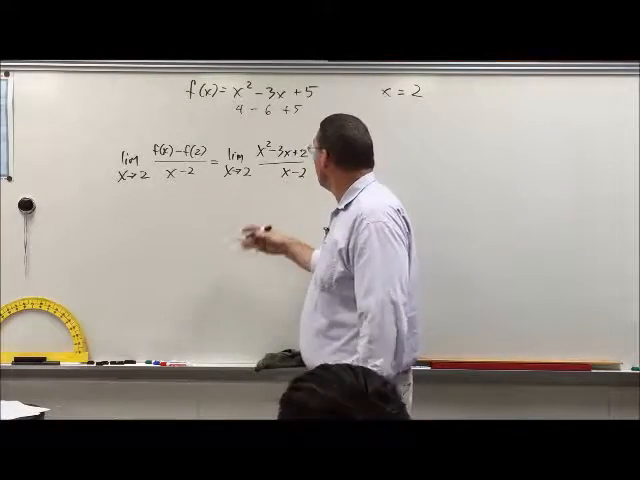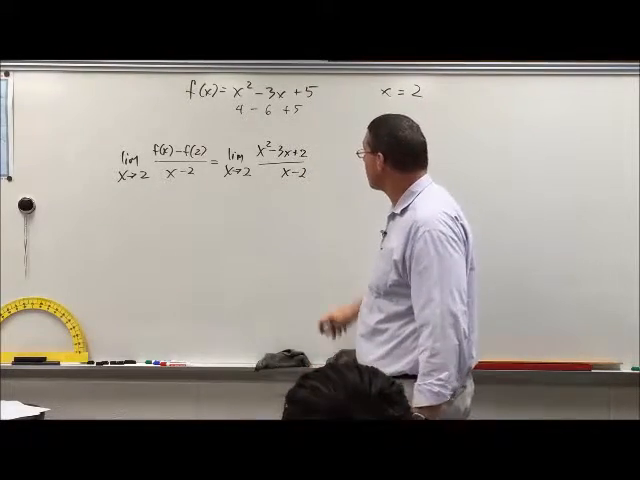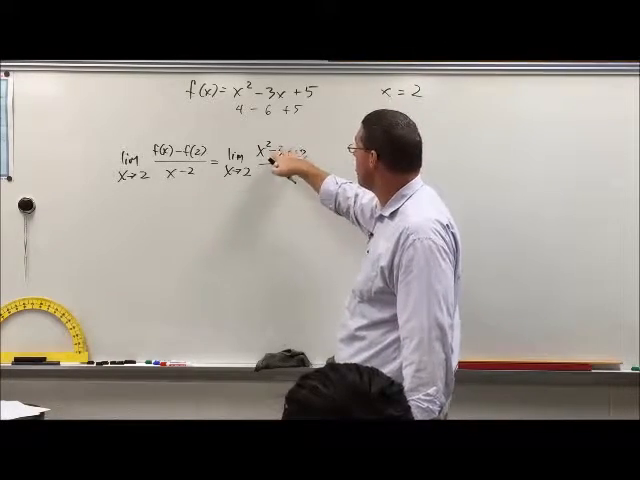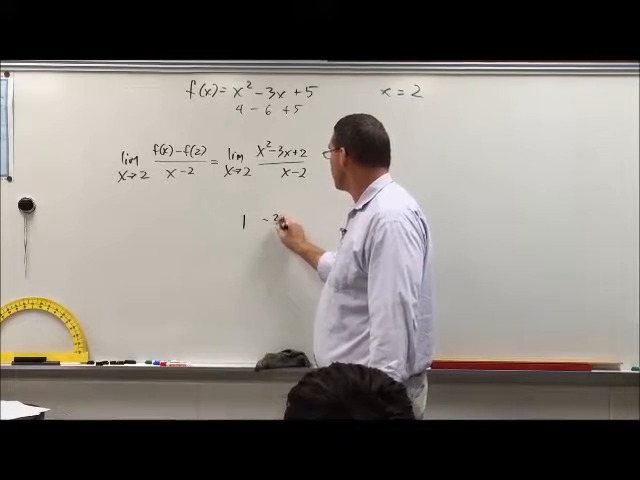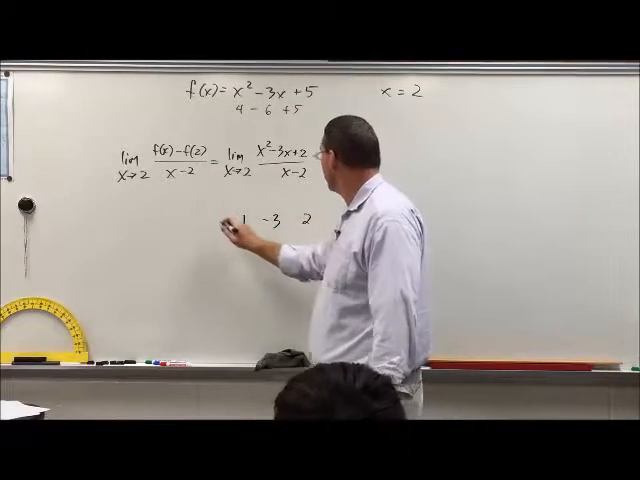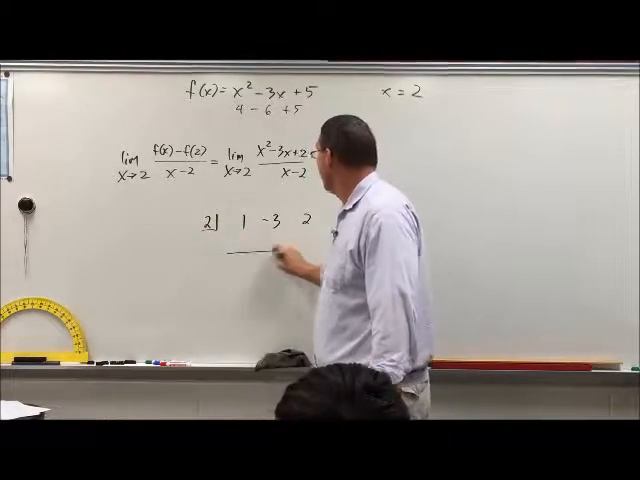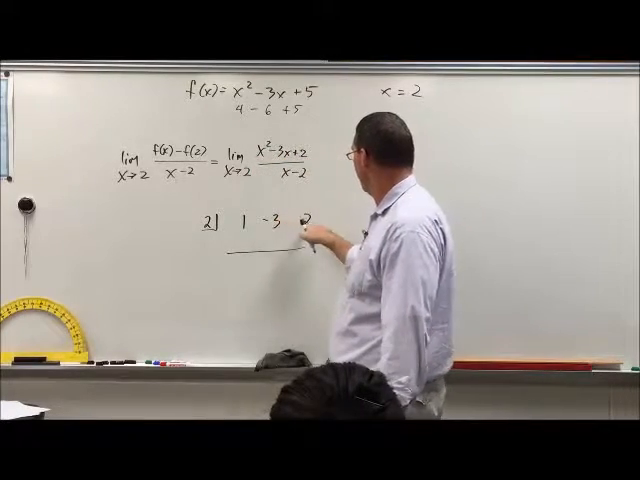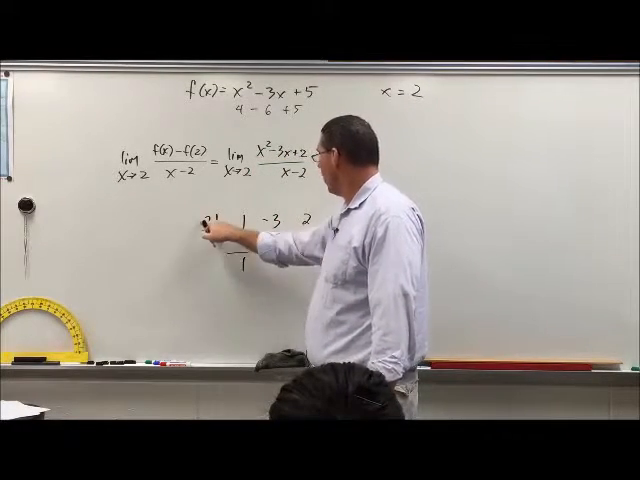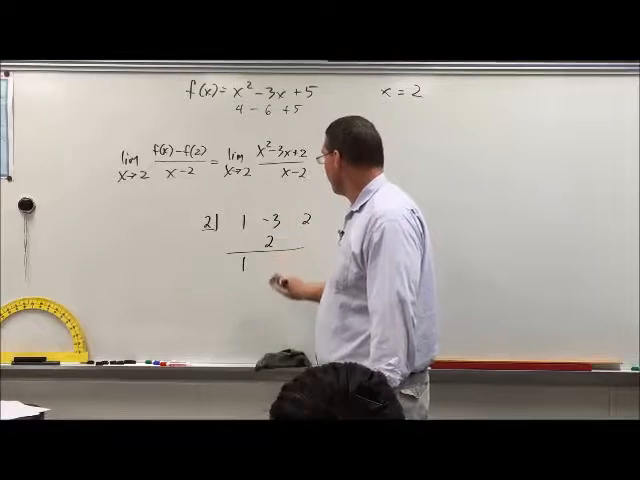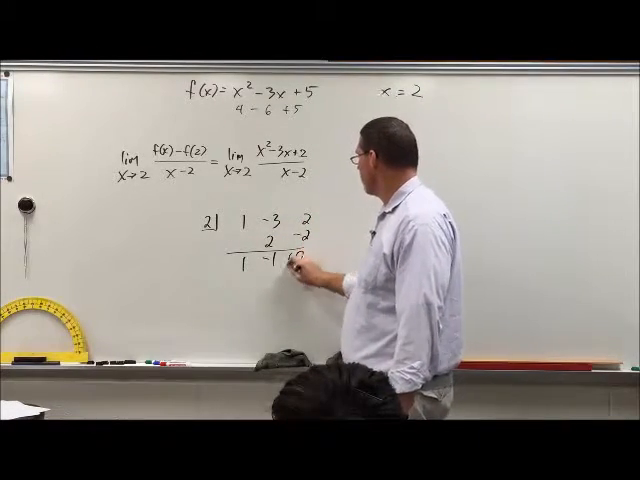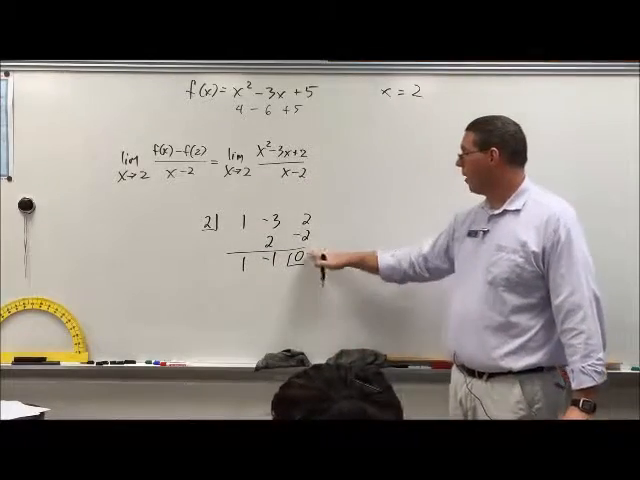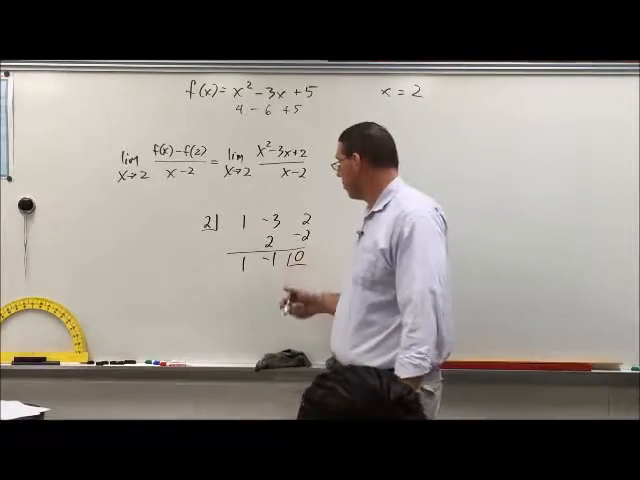Now you don't have to do synthetic division. You could factor this. This is an easy one to factor, but we'll do synthetic division because I've trained y'all to sort of jump into synthetic division at this point. So we'll put a 2 in the half box. We've got 1, negative 3, and 2. Bring down the 1, times 2 is 2, plus negative 3 is negative 1, times 2 is negative 2, plus 2 is 0. So we've got our remainder of 0, which is what we wanted.